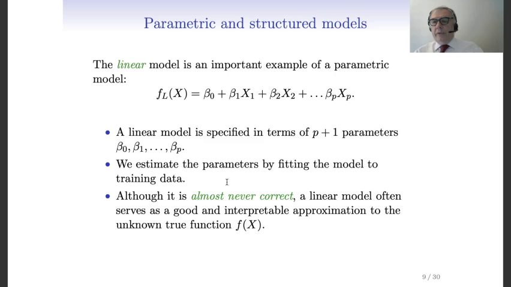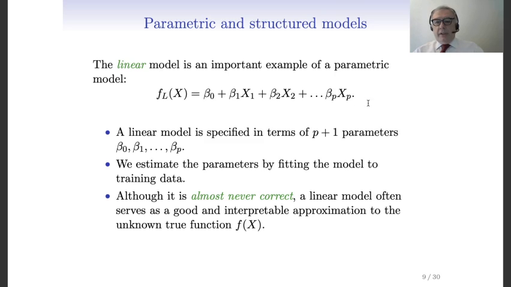Therefore, we are looking for other kinds of models, and in particular, we can use one of the typical models that are used in statistics and in all other fields, that is the linear model. This is an important example of a parametric model. The idea is that our predictor is a linear function of the entries of x. The expression will be beta 0 plus beta 1 x1 plus beta 2 x2 plus ... plus beta p xp.